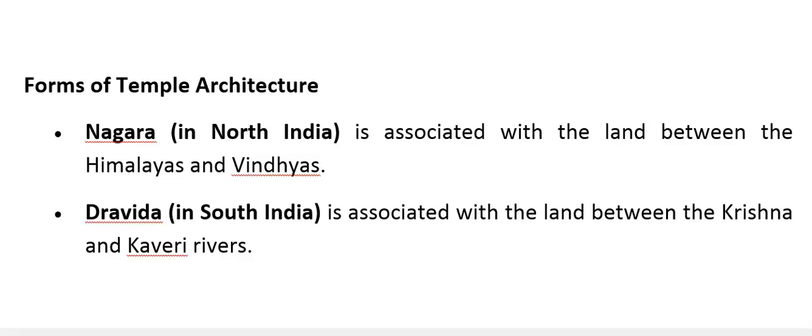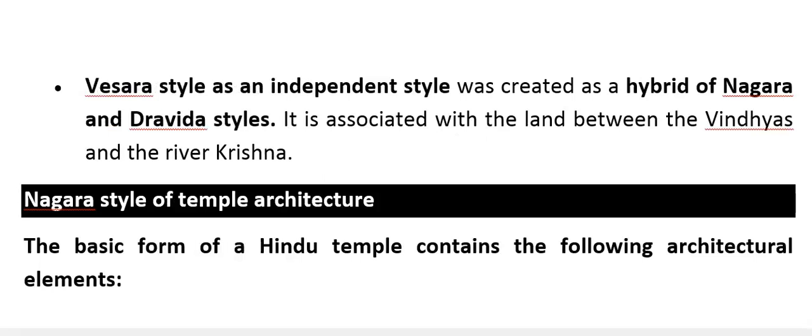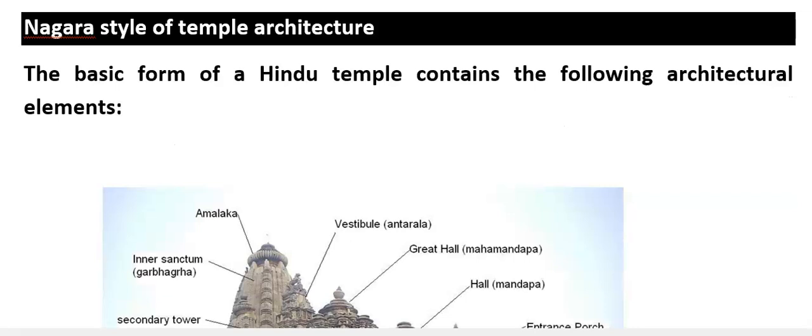Then comes the Dravidian style, which is prevalent in South India, and it is associated with the land between the Krishna and Kaveri rivers. And as we read, Vesara style is an independent style and it is a hybrid type of style. That means it is a blend of both Nagara and Dravidian style, and it is associated with the land between the Vindhyas and the river Krishna. Now let's see the Nagara style of temple architecture and its various features.